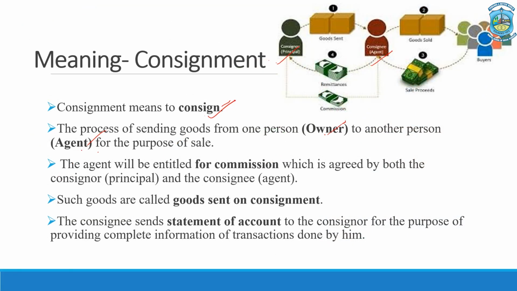The owner transfers the goods to the consignee. Remember, he sends the goods to the consignee, and it is the consignee who further sells the goods to the buyers or customers on behalf of the consignor, the owner. Whatever sales revenue is generated after selling the goods to the buyer is in turn transferred to the consignor by the consignee.